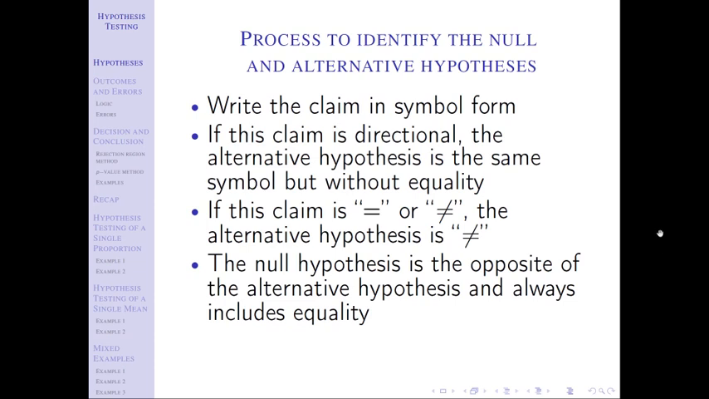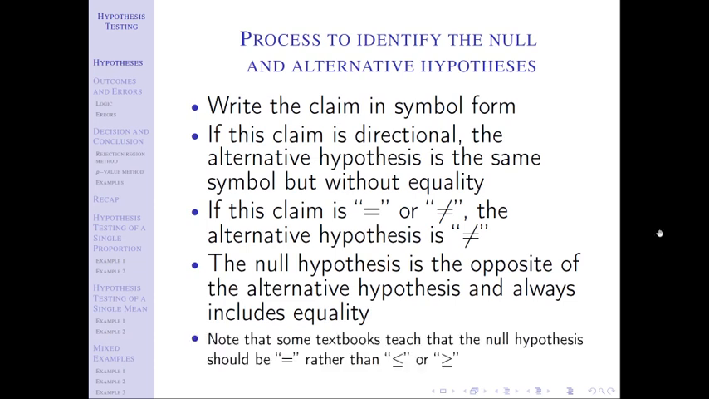And then a little note here. Some textbooks teach that the null should be equal to all the time, no matter what. That's fine too if you want to write it out that way. That's not a big deal if it makes your life simpler. It's more technically correct to write the null as the opposite of the alternative. So if your alternative is greater than, then the null would be less than or equal to. If the alternative is less than, your null would be greater than or equal to. But again, some textbooks will just say, just make the null equal to no matter what. There are reasons for that. We don't need to dive into them now. That's more advanced as to why one is preferred over the other.